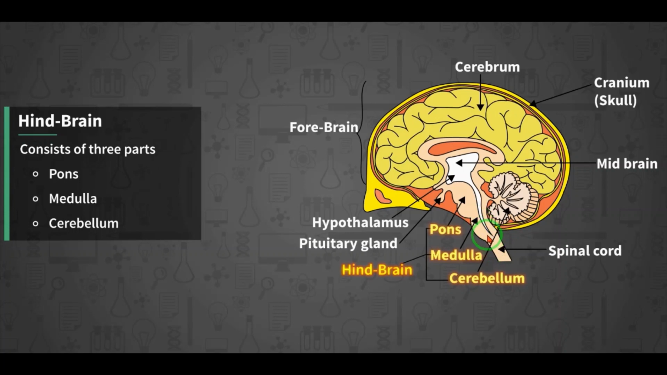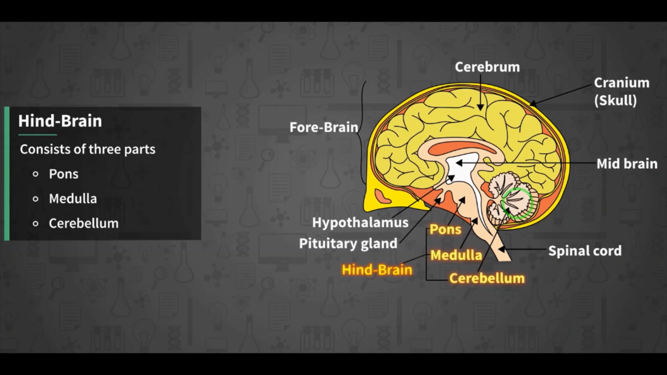Clear? Then the last part is known as the cerebellum. It is the second largest part of the brain, formed of two large sized hemispheres and a middle vermis. So which is the second largest part of the brain? That is the cerebellum. The first largest part is the cerebrum. The second one is the cerebellum. It coordinates voluntary movements and also maintains body balance.